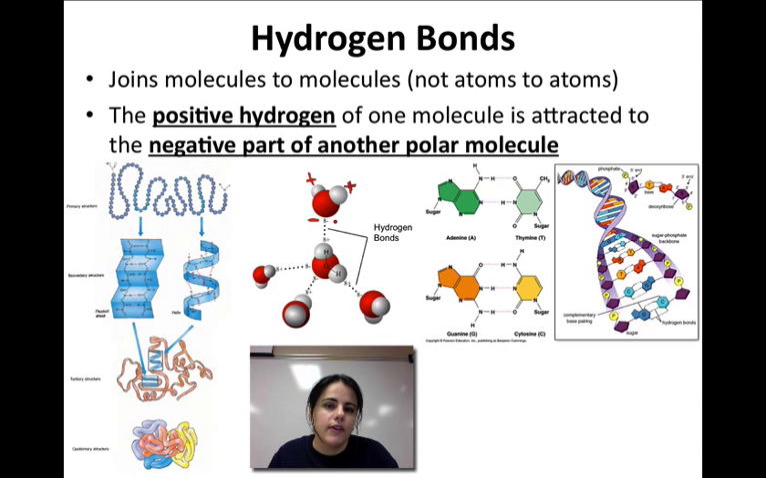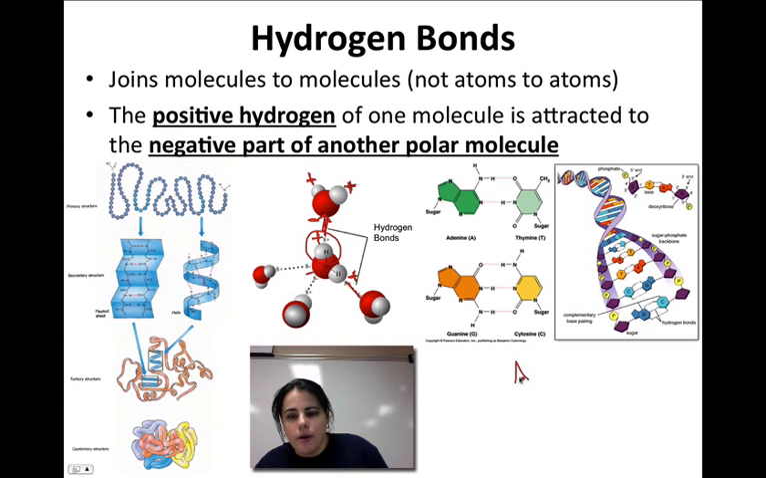Polar molecules sort of act like little magnets. And so when it comes across another polar molecule, in this case another water molecule, with a positive hydrogen, a negative oxygen and another positive hydrogen, well, the positive hydrogen of one is going to be attracted to the negative part of another molecule. And so this right here between molecules is a hydrogen bond. It's between the positive and negative parts of polar molecules: hydrogen bonds.